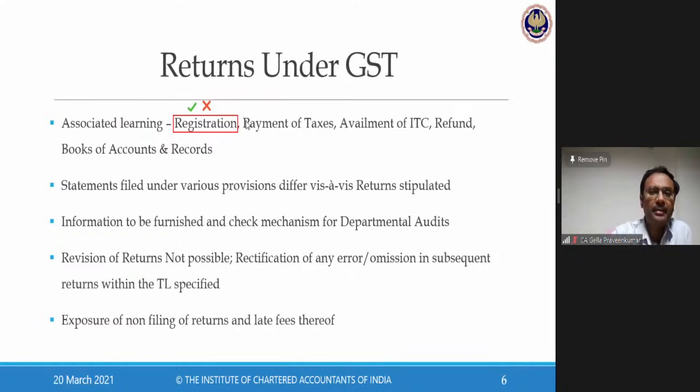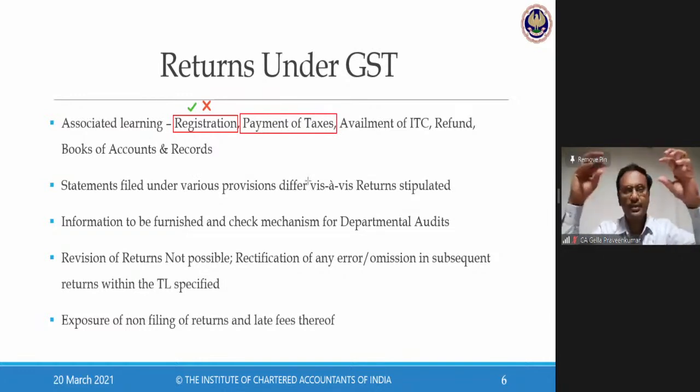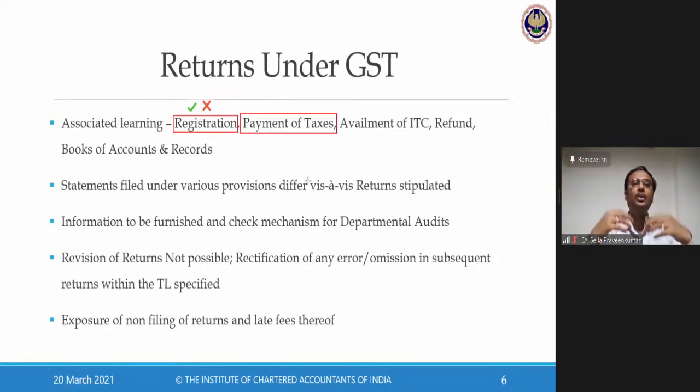Second element, payment of taxes. When we talk about payment of taxes, we have already discussed at length section 49, where we have my CGST ledger, SGST, IGST. There are 3 buckets called CGST, SGST, IGST. How do I avail my input tax credit? How do I pay my taxes? Returns is one mechanism where I'll show this is my outward supply, this is my inward supply, this is my supply on which I'm paying tax under reverse charge mechanism. So whatever taxes I have paid, this return is one window through which I communicate to the officer concerned.